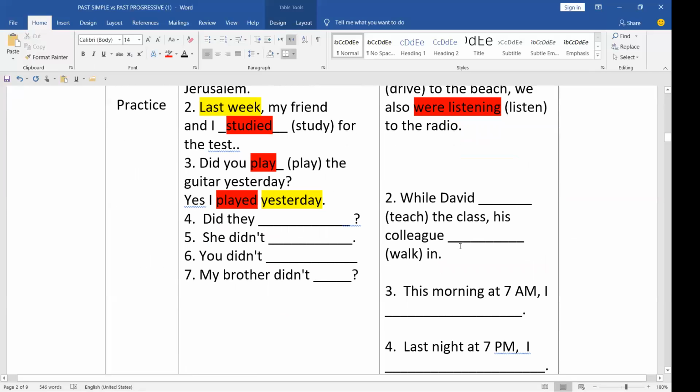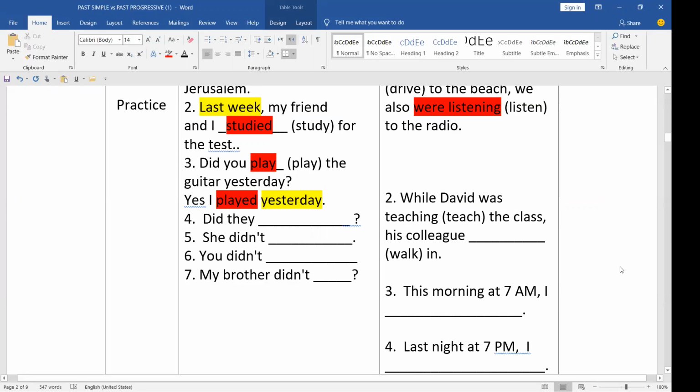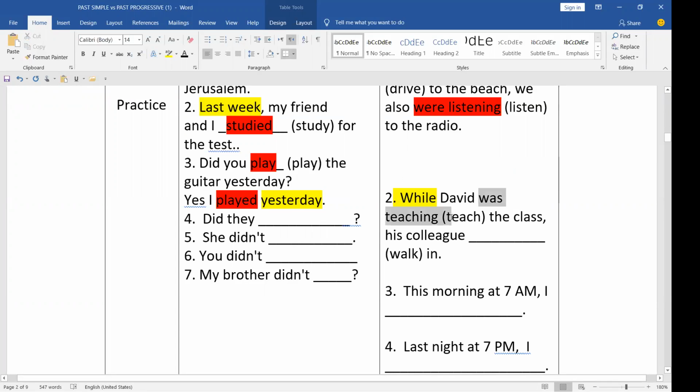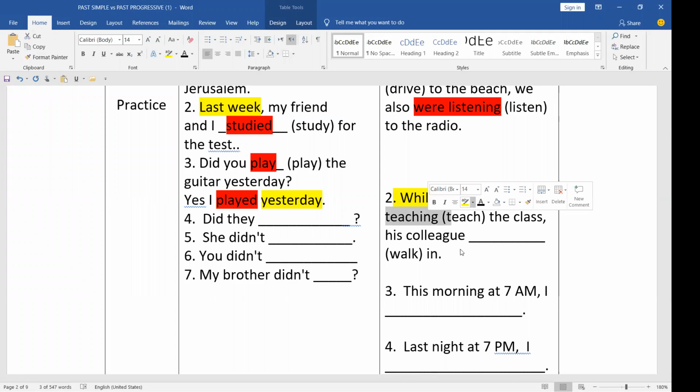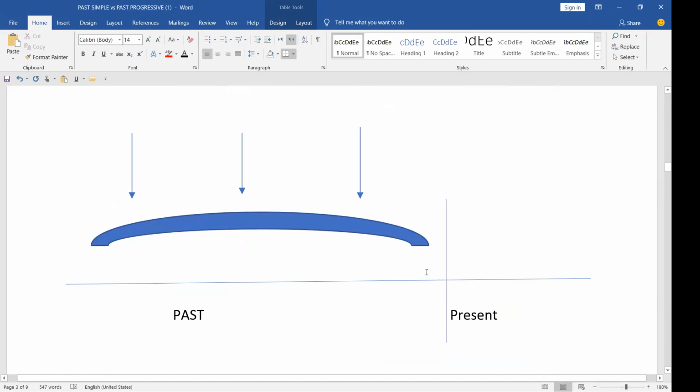While David teach the class, his colleague walked in. בזמן שדוד לימד את השיעור, העמית שלו נכנס. So what's this? While David was teaching. The class, his colleague. זה was אבל, נכון? כי זה כיתה אחת כאילו. Yeah, good, good, good, good, good. אז בוא, רגע. was... Colleague. הוא נכנס פתאום.